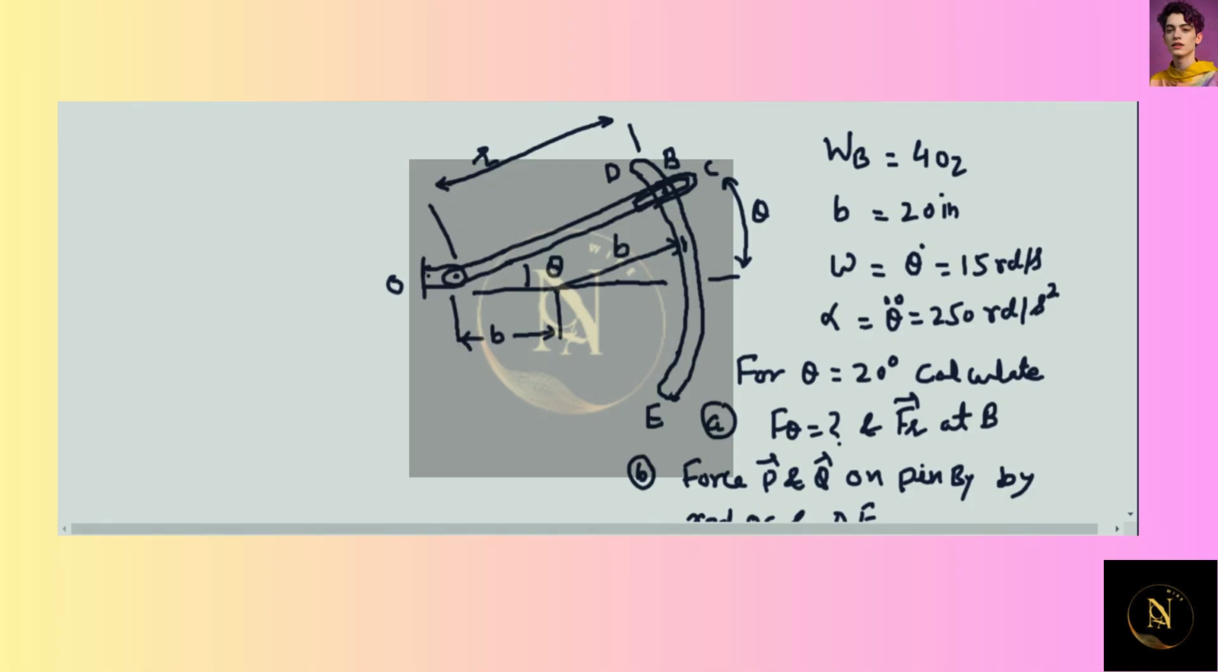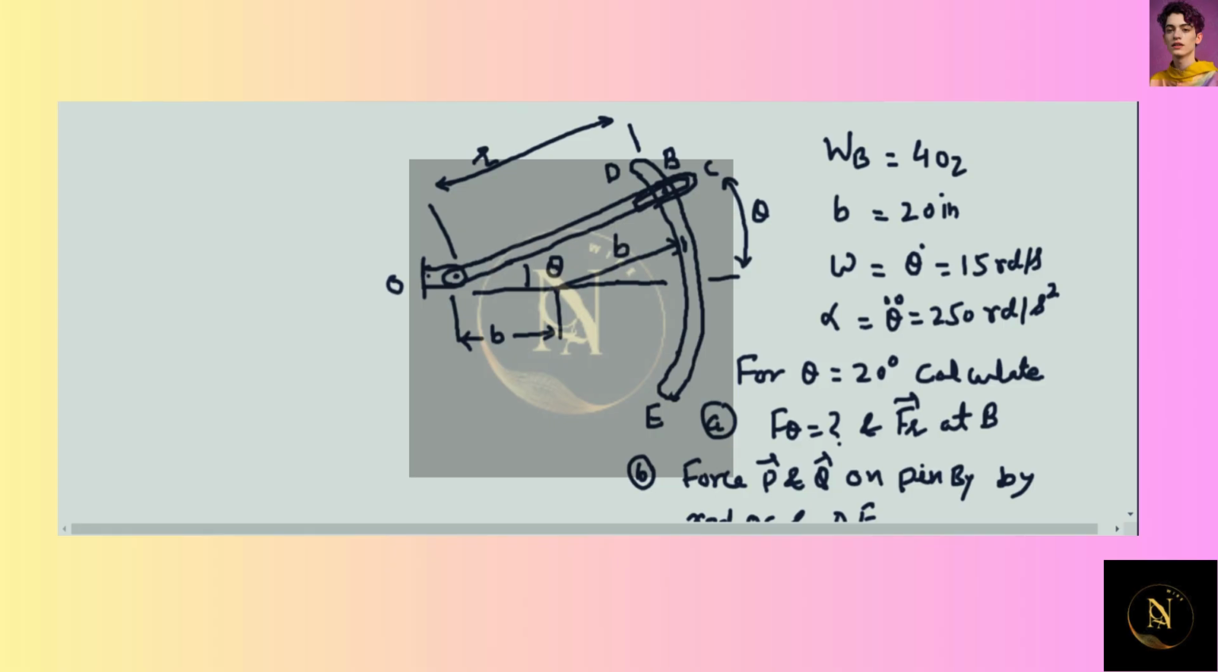As shown in the figure, there is a pin B having the weight 4 ounce and is free to slide in a horizontal plane along the rotating arm OC and circular slot DE of radius 20 inch. Neglecting friction and assuming that angular velocity is 15 radian per second and angular acceleration is 250 radian per second square for position theta to be 20 degree.